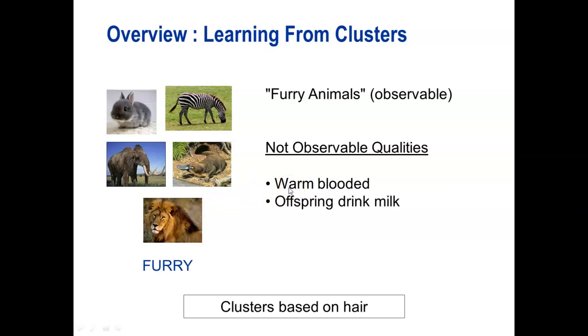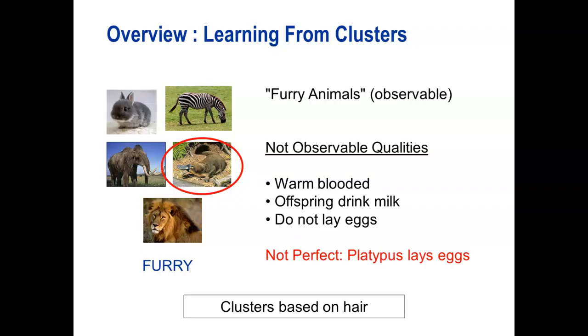Also, their babies will drink milk. Every one of these animals will have babies that drink milk. Also, mammals do not lay eggs. They give birth to live young. But wait a minute. You're going to say, hey, that's a platypus, and a platypus does lay eggs.